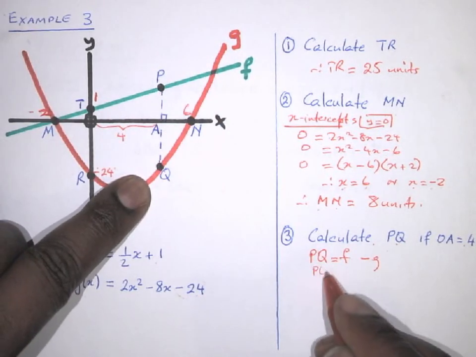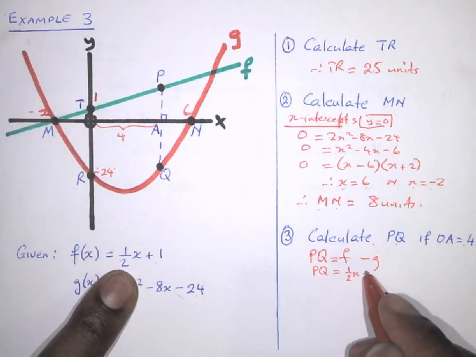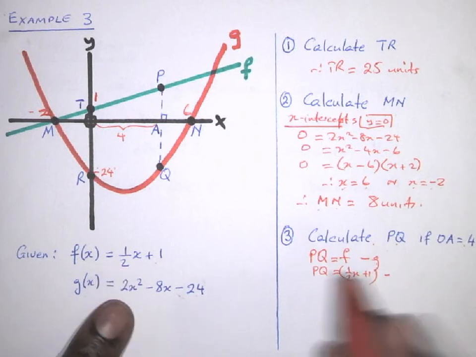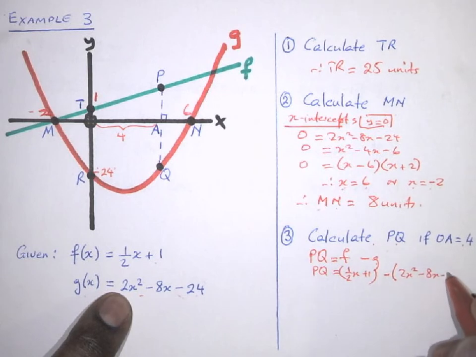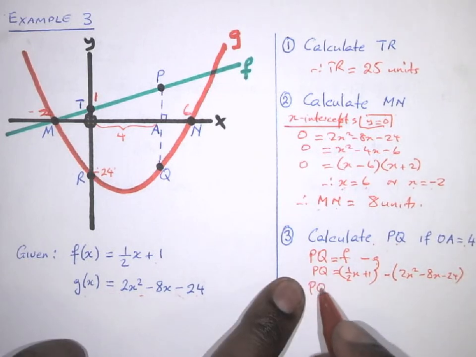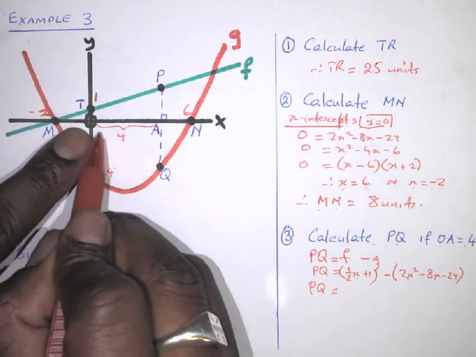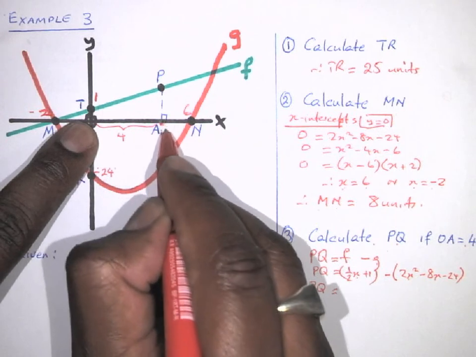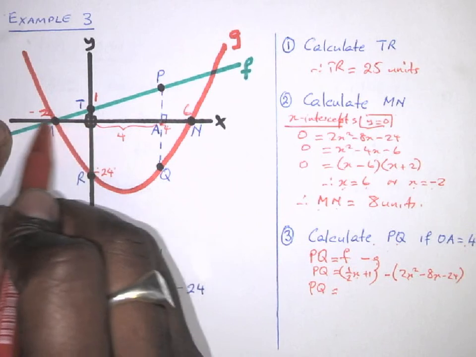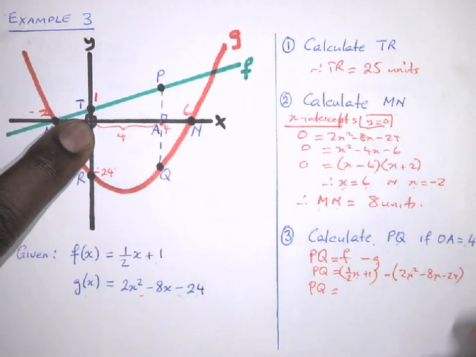So therefore, PQ will be equal to F, and the F graph is this one, which is a half x plus 1. I must subtract the graph of G, which is the whole of this, the graph of G, which is 2x squared minus 8x minus 24. And you can see that to find the length of PQ, PQ will depend on what is the x value. We were told that if OA is 4 units, it means that we know the x value there. The x value is 4. If it was going that way, the x value would be negative on this side. But it's on this side, it's positive 4. So x is 4. I'll plug in a 4 there.